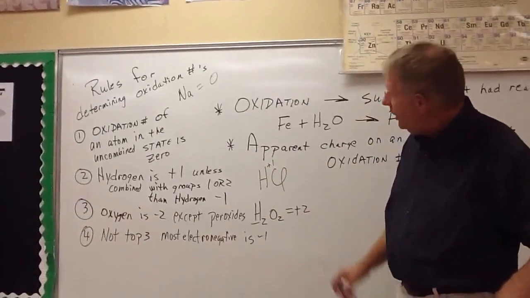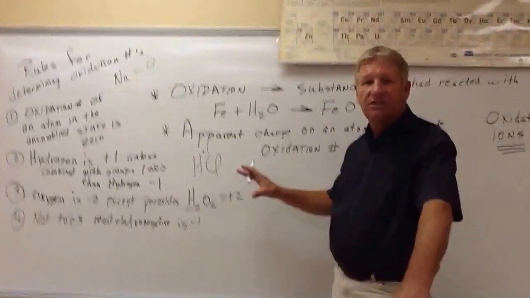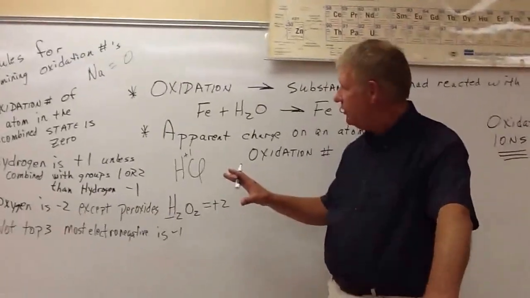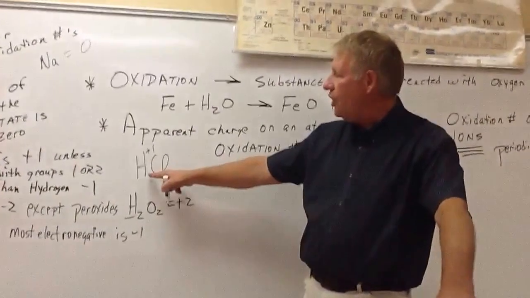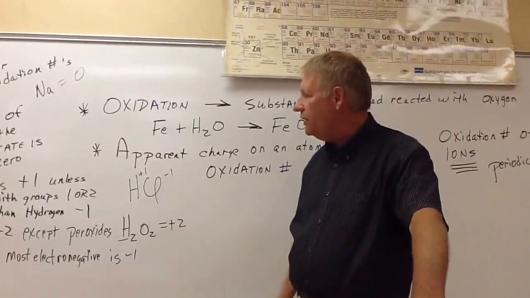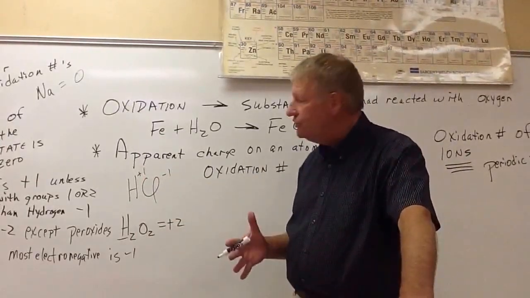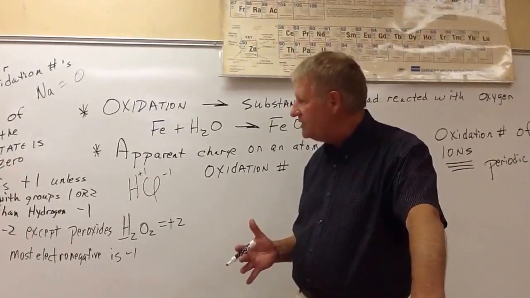The charge of all of the elements in a compound is going to add up to 0. They're going to come out to be stable. So if I know the charge of hydrogen is +1, then what's the charge of chlorine? It's going to be -1. So there are the oxidation numbers for the hydrogen and the chlorine in hydrochloric acid.